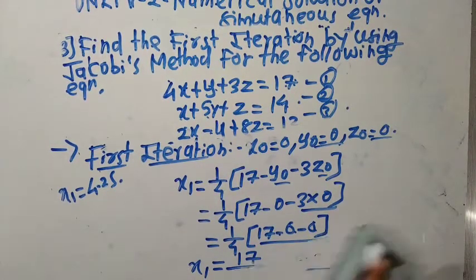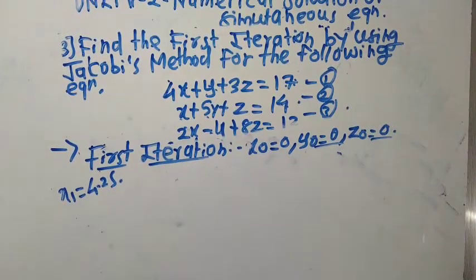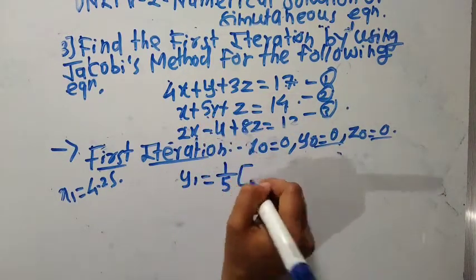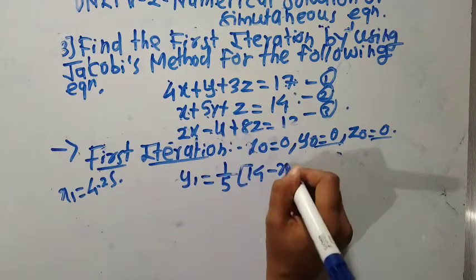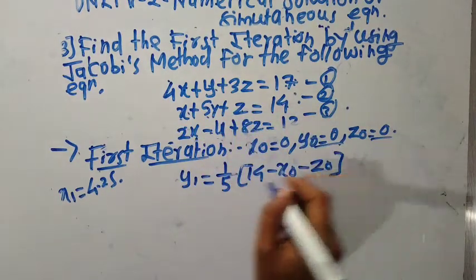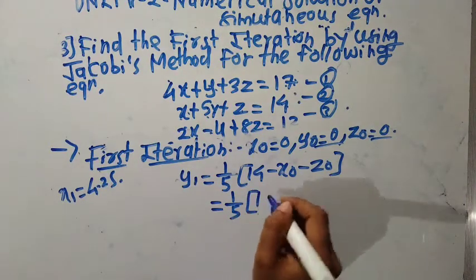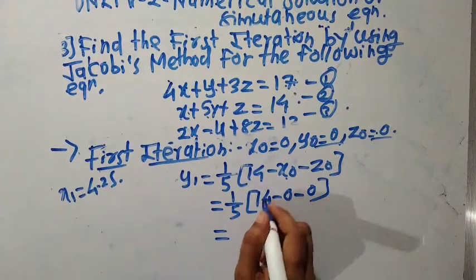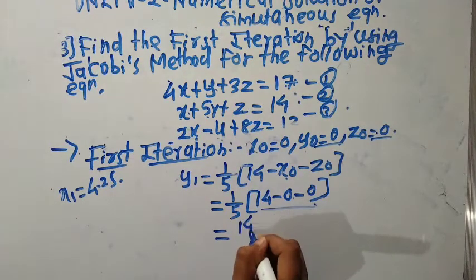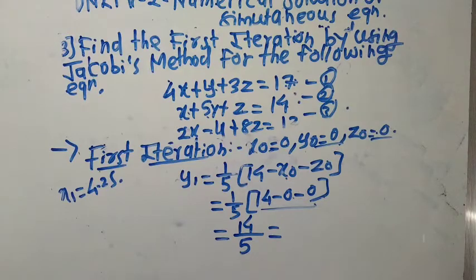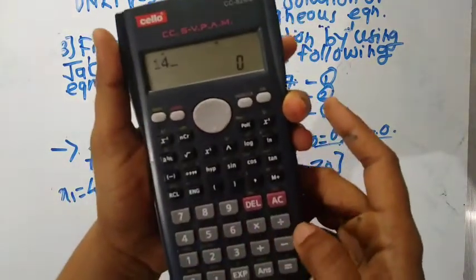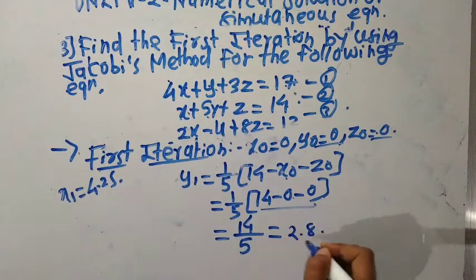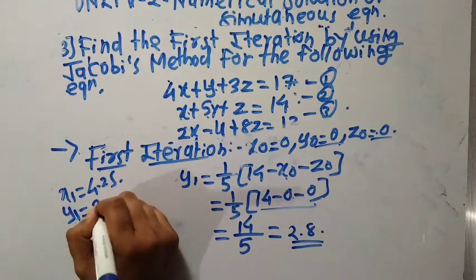Then find out y1. So y1, from the second equation, is 1 by 5, 14 minus x0 minus z0. So here 1 divided by 5, 14 minus x0, which is 0, and z0 is 0, which is equal to 14 minus 0, that is 14 divided by 5, which is equal to 2.8. So y1 is equal to 2.8.